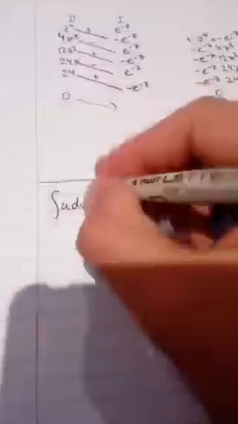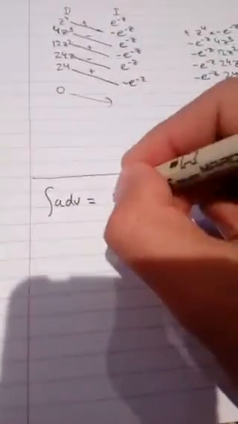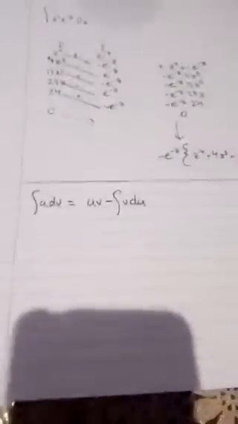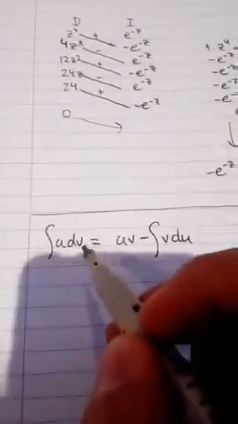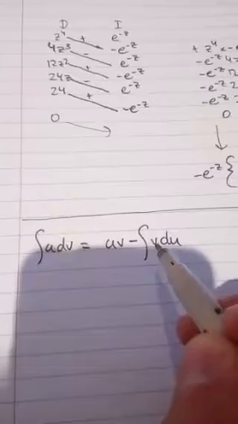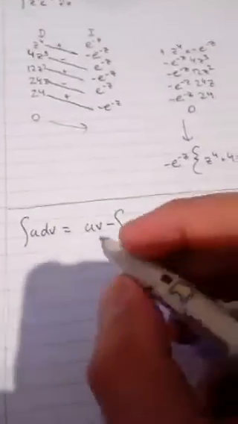Okay, so let's try it the hard way. The integral of u dv equals uv minus the integral of v du. So dv is the derivative of v, v is the integral of dv, and du is the derivative of u. Pretty straightforward. So now let's try it again.